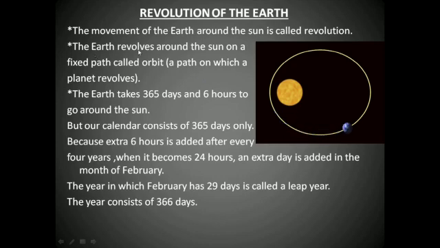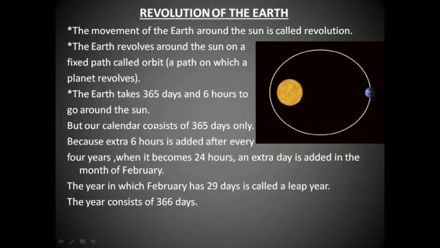The earth revolves around the sun on a fixed path called orbit. Orbit is a path on which a planet revolves. Here we can see the earth is revolving around the sun in a fixed path. This fixed path is orbit. The earth takes 365 days and 6 hours to go around the sun. The time taken by the earth to complete one revolution is 365 days and 6 hours.